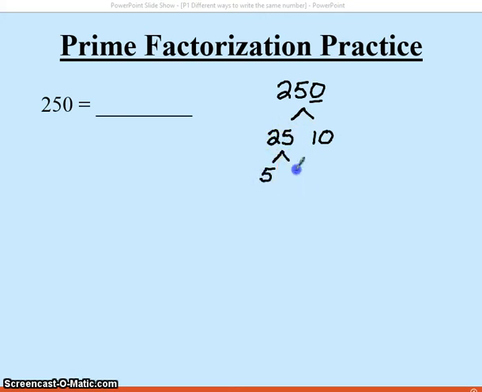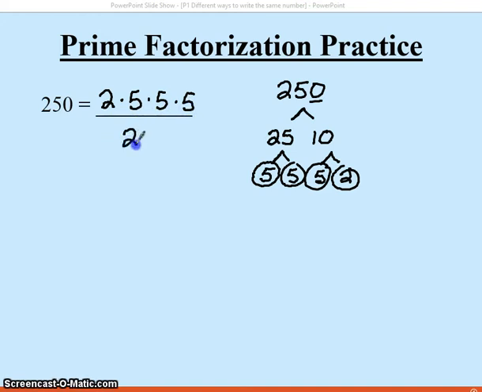25 is the same as 5 times 5, which are both prime, and 10 is the same as 5 times 2, which are both prime. So 250 is the same as 2 times 5 times 5 times 5, or 2 times 5 cubed. Each of these are acceptable ways of writing a prime factorization.